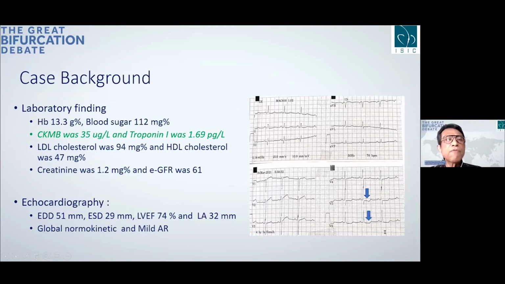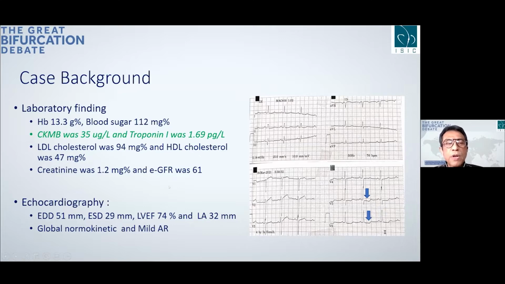The laboratory findings showed CK-MB was increased, which confirmed a non-STEMI. Troponin is increased. LDL cholesterol is 94, creatinine 1.2. You can see here in the ECG no Q wave, only ST depression at V4 to V6. The echocardiography is completely normal.